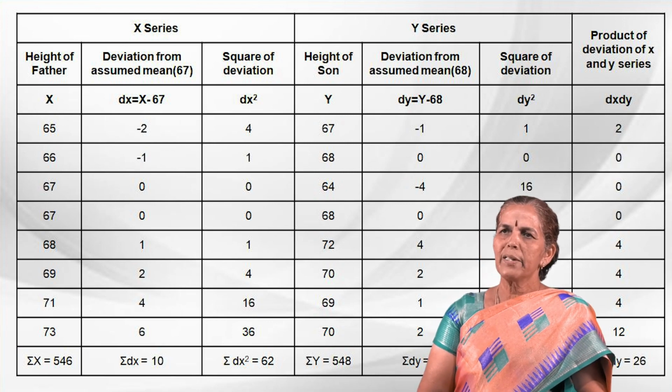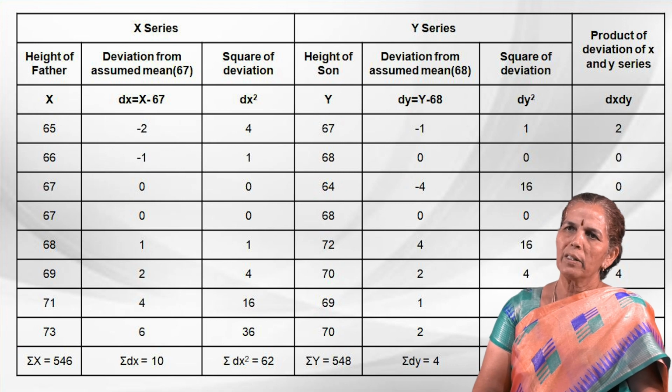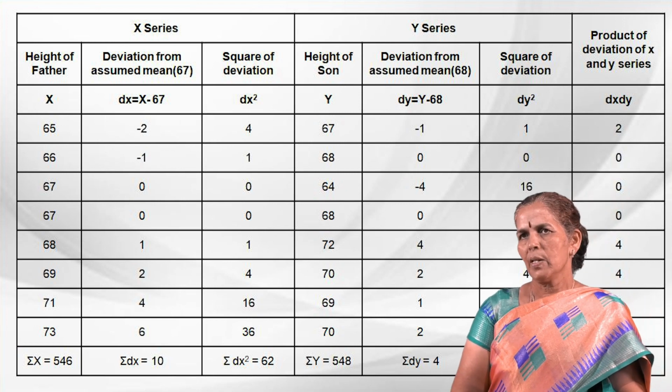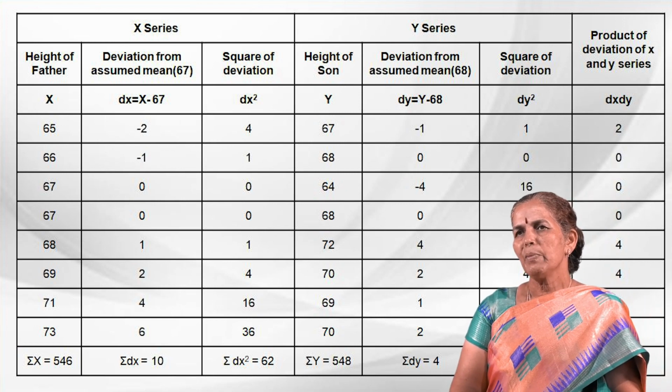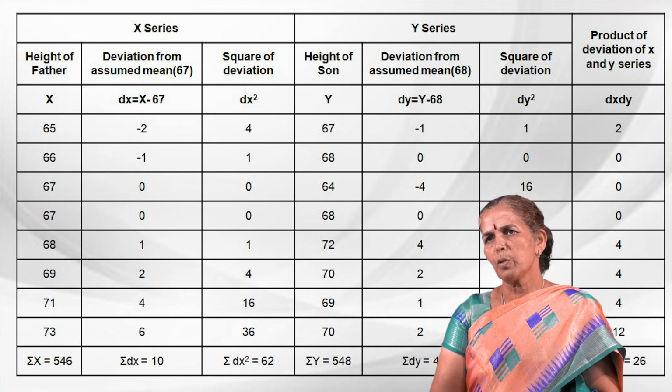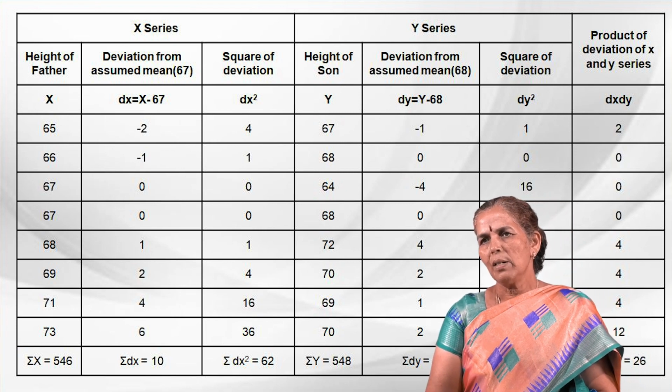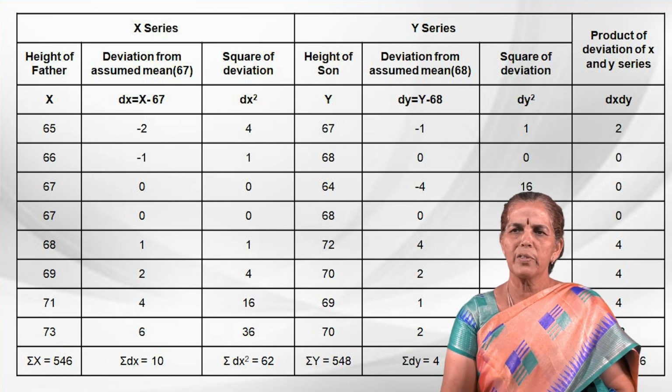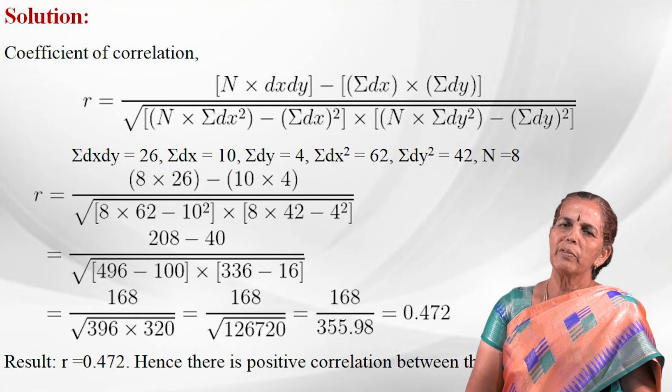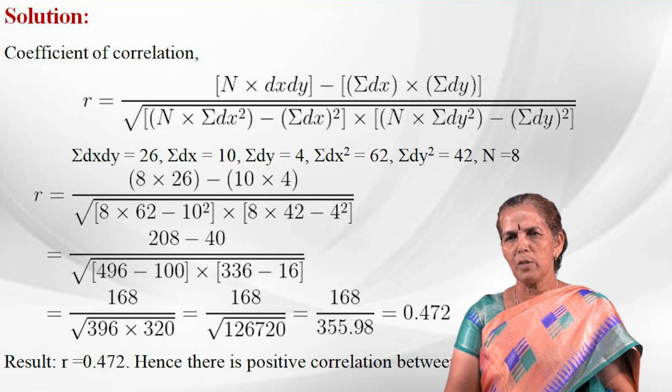Next column, dx dy, that is the product of deviations of x and y series. So when we have got this column, the values are 2, 0, 0, 0, 4, 4, 4, 12. When summing up, summation dx dy equal to 26. Next, we have to substitute all these total values in the formula.